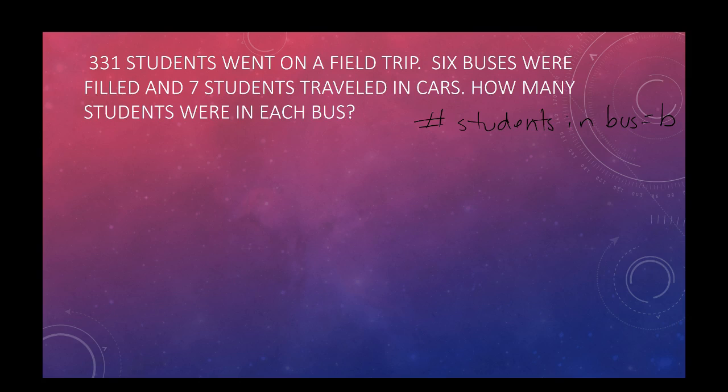Okay, so let's start with the total. Do I know the total? Yes, 331 students went on that field trip. Okay, well then, as I was going on the field trip, we had bus students and car students. So there were 6 buses. So that's 6 buses. Plus 7 students rode in cars. So it doesn't say 7 cars, it just says 7 total students. So that's 7 students. So here's our bus riders. Here's our car riders.